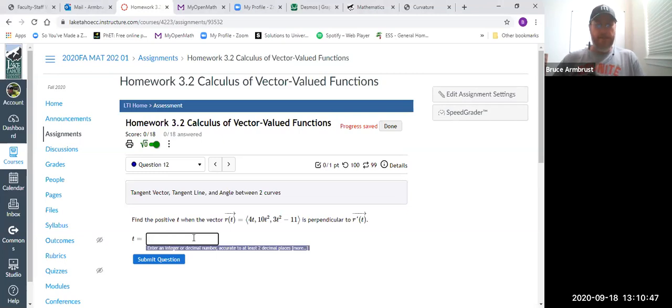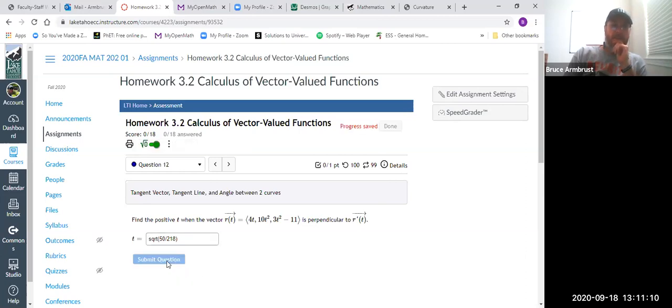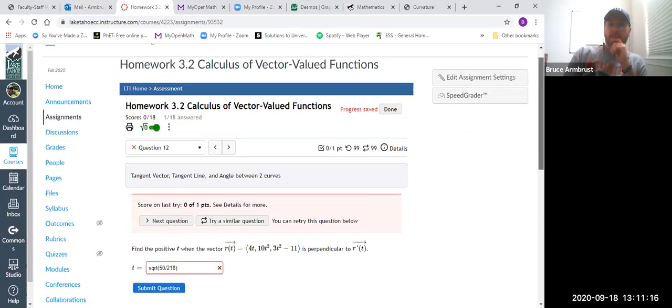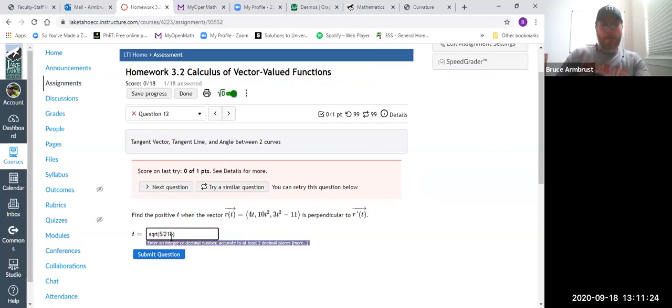So let's just see, because I'm genuinely curious. Do we need to rationalize, simplify, and so on? So I'm just going to put in square root of 50 over 218, which I'm pretty sure I remember was the number. We'll find out real fast. Well, let's see if we reduce it down. 25 over 109.